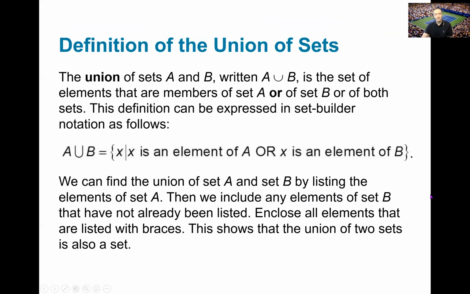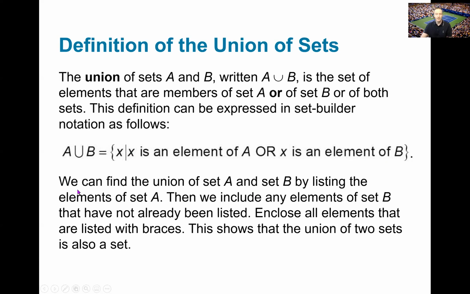Now, the union of sets. Actually, unions are used a little bit more commonly than intersections. The union of sets A and B is written as A union B. It looks like a U there. And if you put a U, I'm not going to get mad on a test or anything. It's fine. A union B is the set of elements that are members of set A or set B. This definition can be expressed in set builder notation as A union B consists of the set of all x such that x is an element of A or x is an element of B.